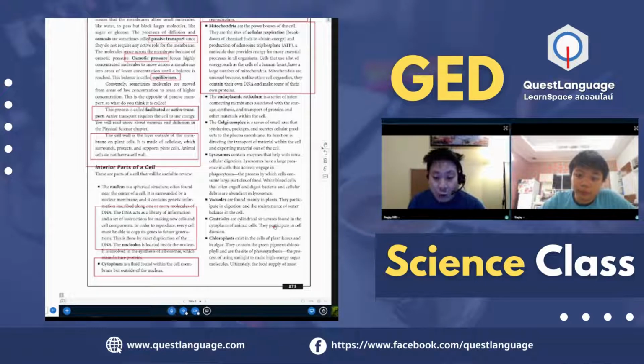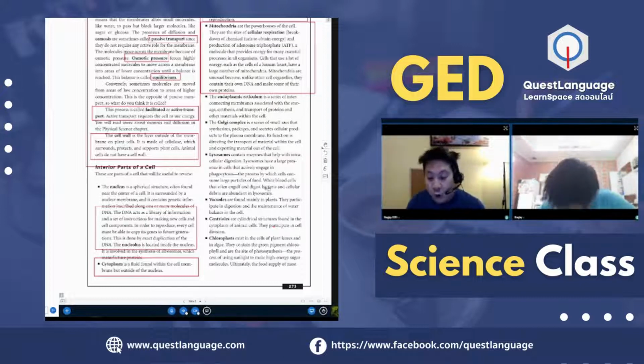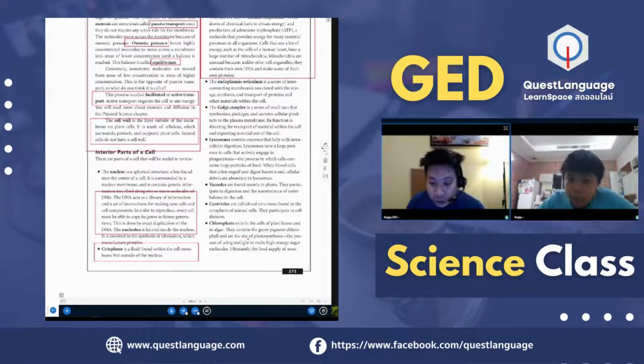And then centriole is a cylindrical structure that is part of the cytoplasm within animal cells. It helps with cell division, which I think you probably learned before. Well, we'll run into that later on.